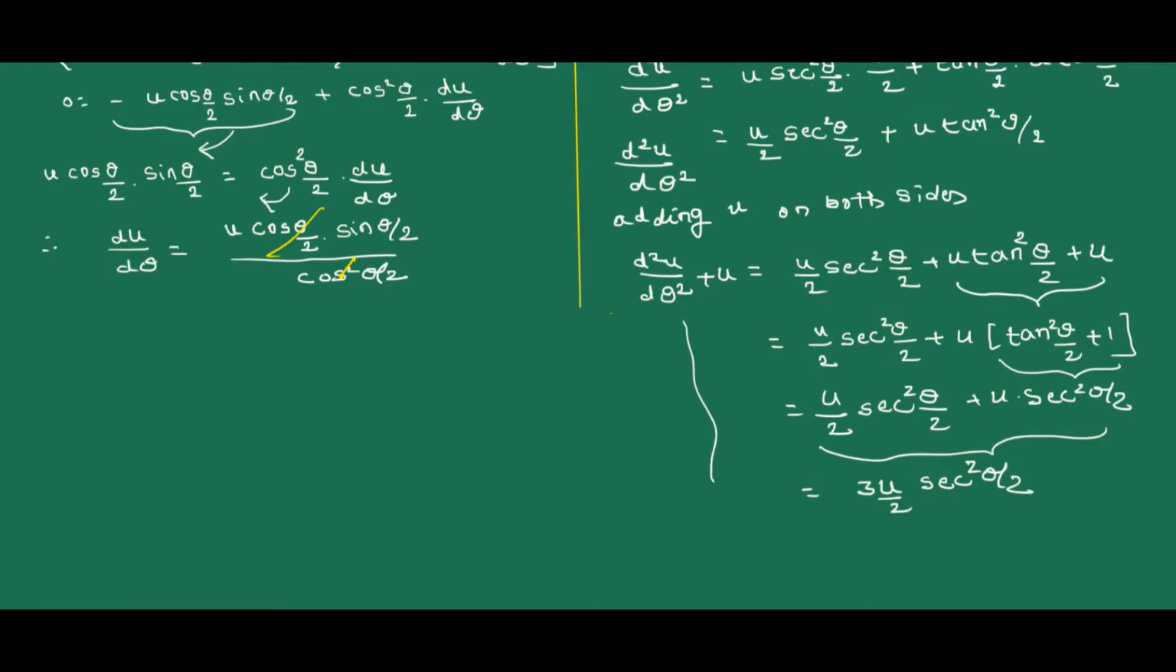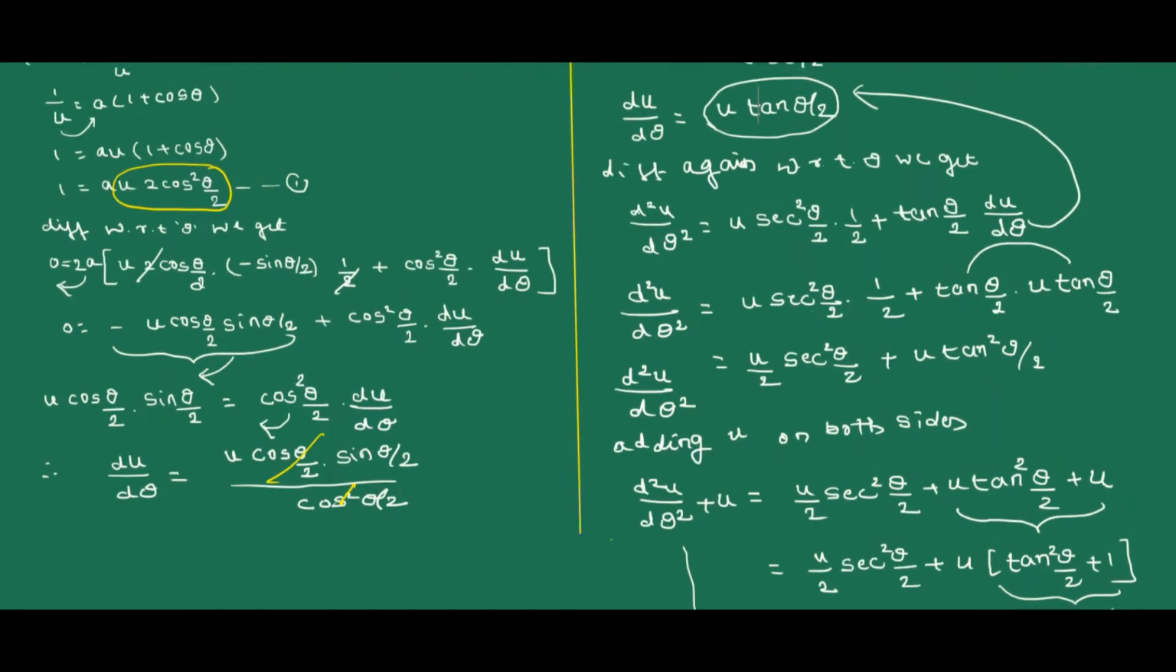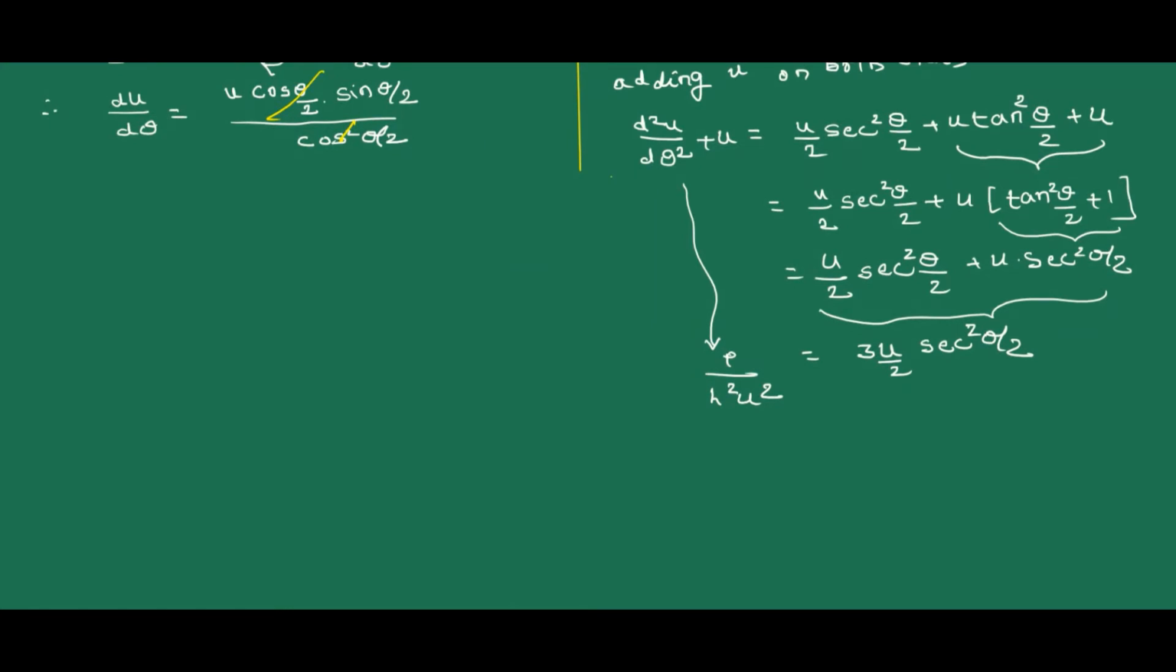and the left hand side value we can write as p divided by h square into u square with respect to the central orbit formula. Now from equation 1, what is cos square theta by 2? Cos square theta by 2 is equal to 1 divided by 2au. Therefore sec square theta by 2 is equal to 2au. You have to substitute this value in this equation.